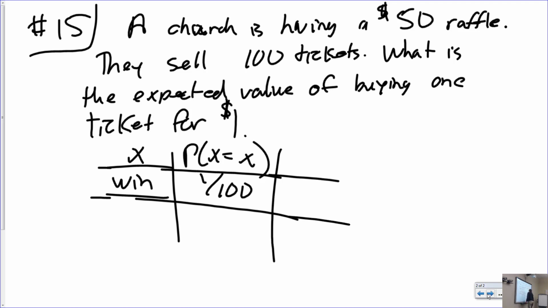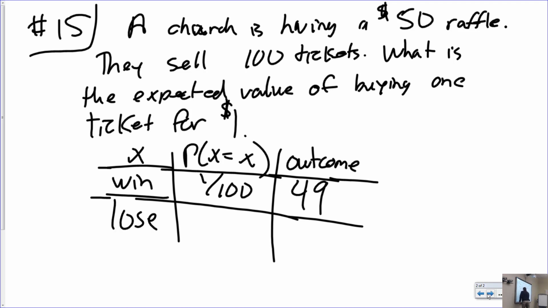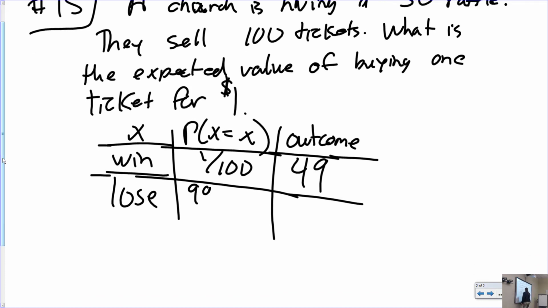Now, technically, what's the outcome? 49. Good. Why is it 49 and not 50? You had to pay $1 to get the ticket, and you win 50, not 50 coming back. So you really win $49, right? What's the probability that you lose? Yeah, 99 out of 100. And what's the outcome when you lose? Negative $1. Good.